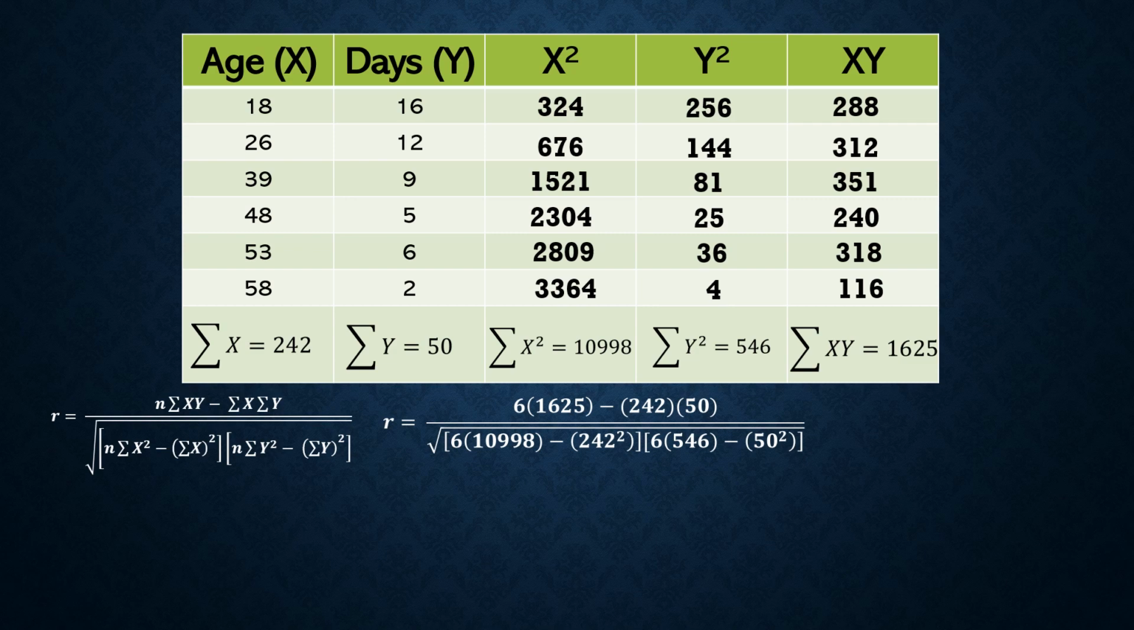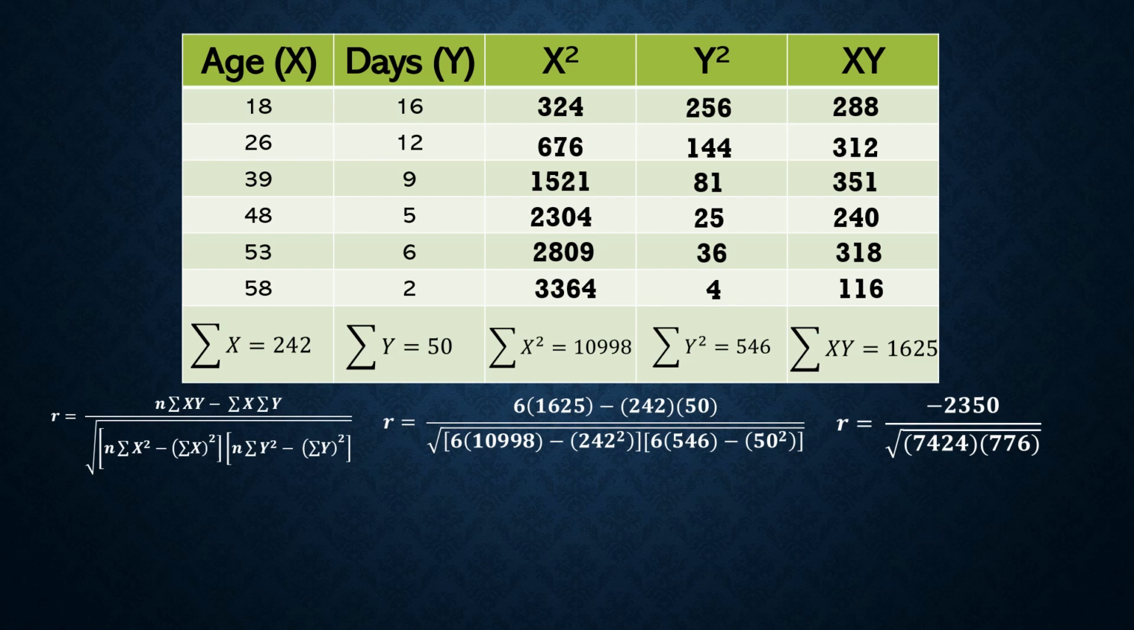Like what I told you, you're going to press on your scientific calculator as is. So to solve first, we're going to solve 6, quantity 1625, close parentheses, minus 242 times 50, and then we will be having negative 2,350.